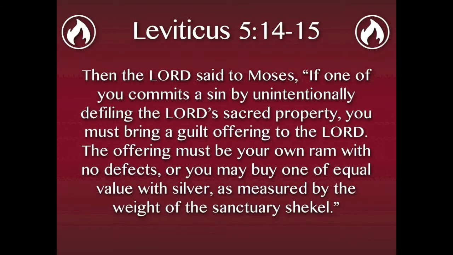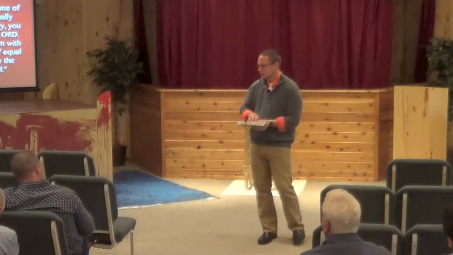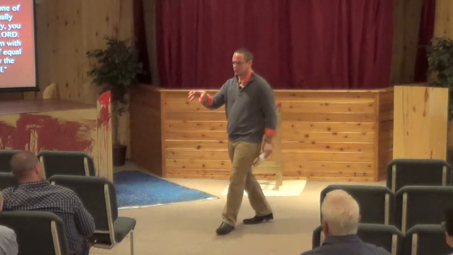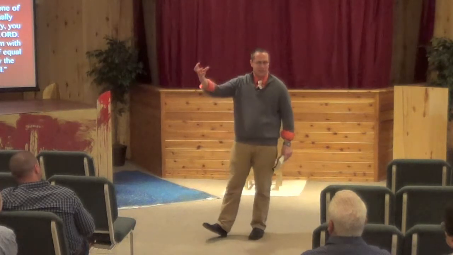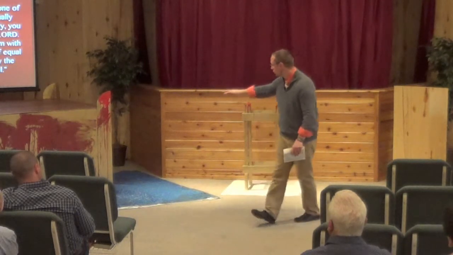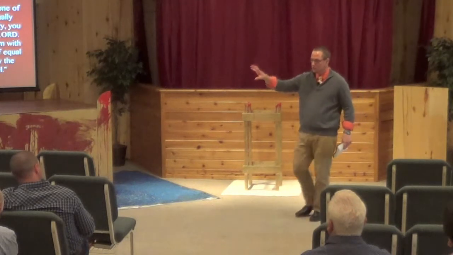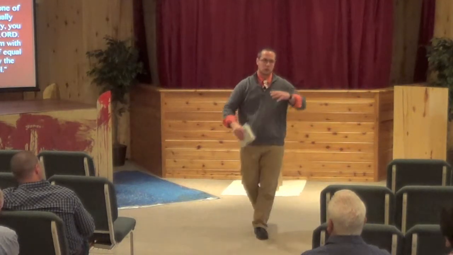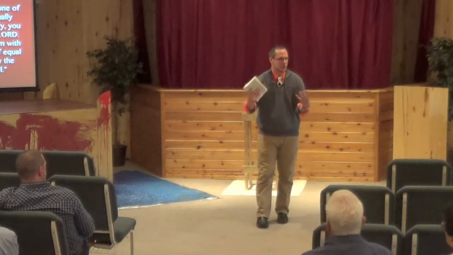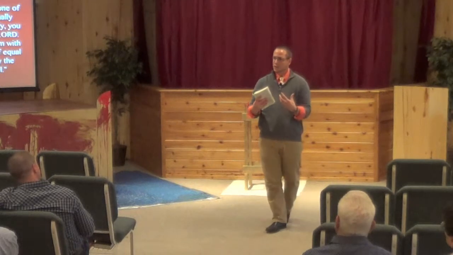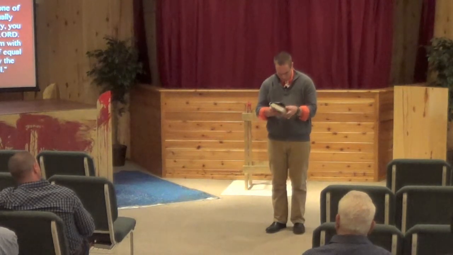Then the Lord said to Moses, "If one of you commits a sin by unintentionally defiling the Lord's sacred property, you must bring a guilt offering to the Lord." So the guilt offering also deals with unintentional sin, but it's unintentional sin in that it also is defiling God's sacred property, be it the altar or the incense altar or the menorah in the tabernacle or the tent of the tabernacle itself or the showbread or any of the things that are sort of in God's sacred treasury. If you've defiled one of them, then you come and bring a guilt offering.